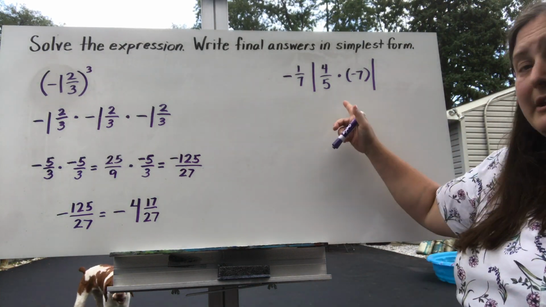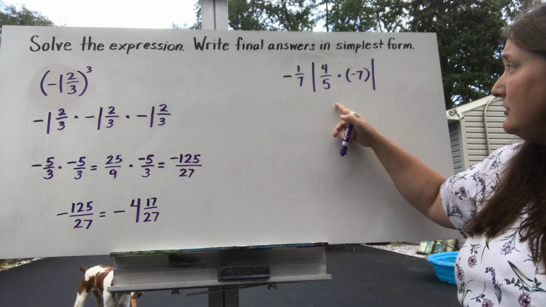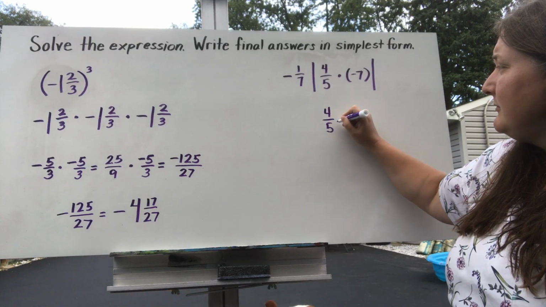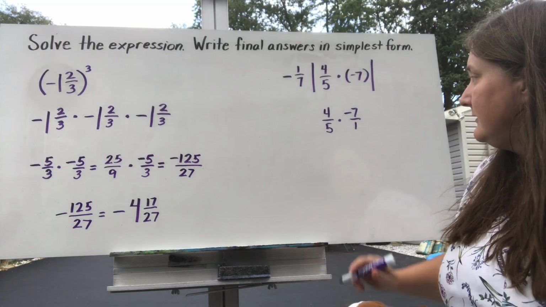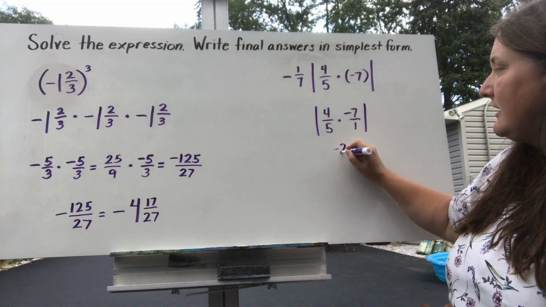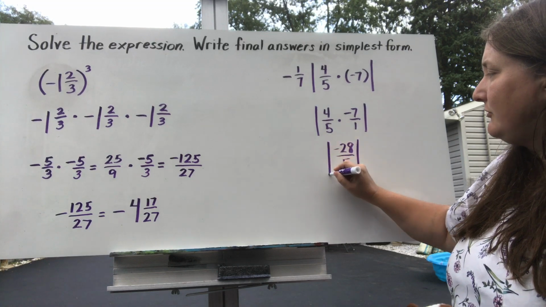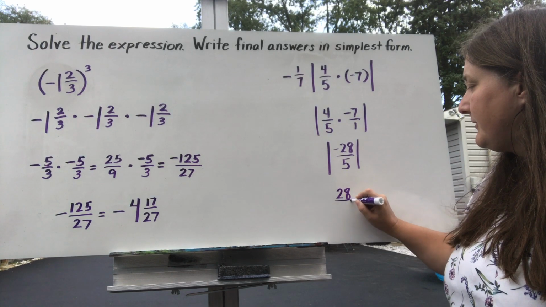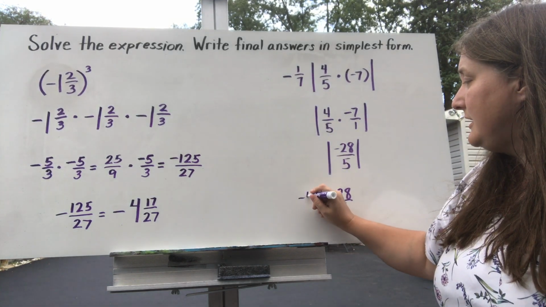So this guy we're going to do together. We're going to start with the problem that's inside the absolute value here. So I've got 4/5 times negative 7. To turn this negative 7 into a fraction, I'm going to put a 1 under it. So 4 times negative 7 is negative 28. 5 times 1 is 5. And since I'm trying to find the absolute value of this problem, my final answer is going to be 28/5. I have to remember to multiply by this negative 1/7 that I had up here.